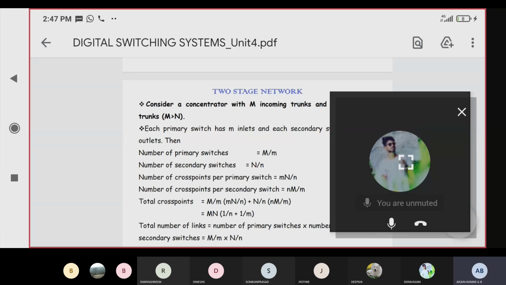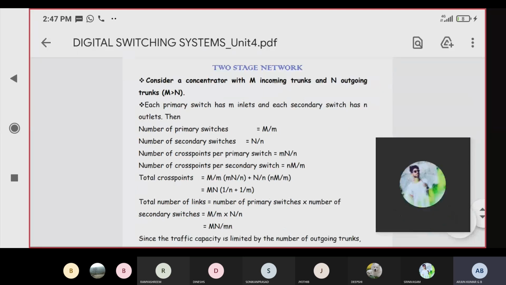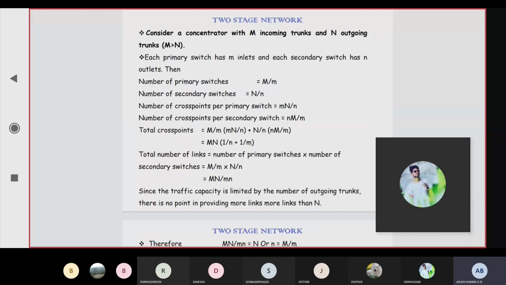Sorry for the delay. See here, considering the first case, suppose we are considering a concentrator. In this case, the incoming trunks are more than the outgoing trunks. Suppose the primary switches have m inlets and the secondary switches have n outlets. Then the number of primary switches is calculated by capital M by small m. Capital M is nothing but the number of incoming trunks divided by the inlets. Similarly, the number of secondary switches is equal to capital N by small n. Capital N is the outgoing trunks and small n is your inlets. The secondary switches have n inlets.